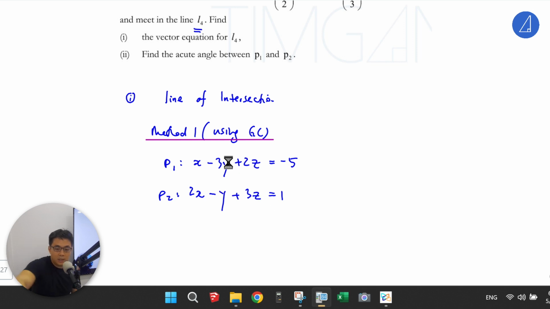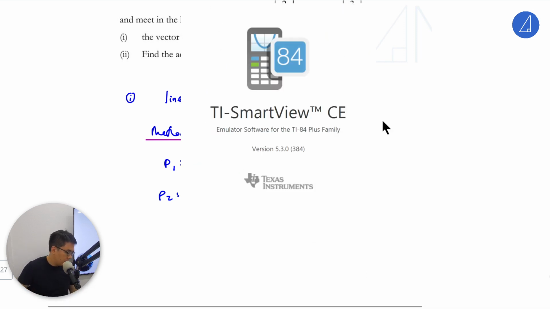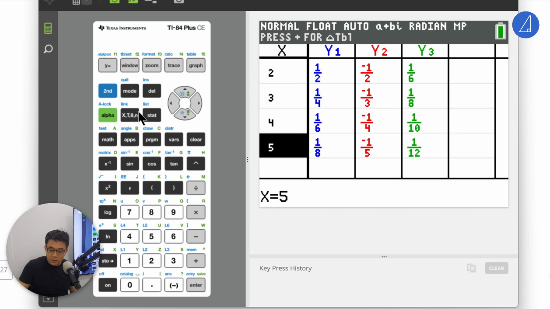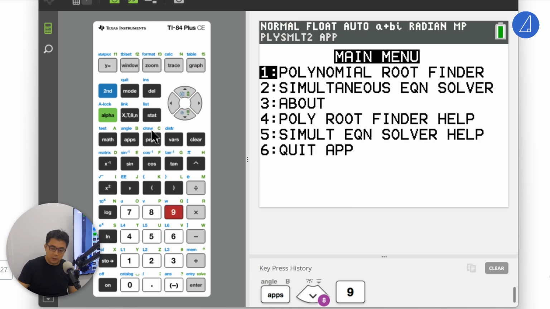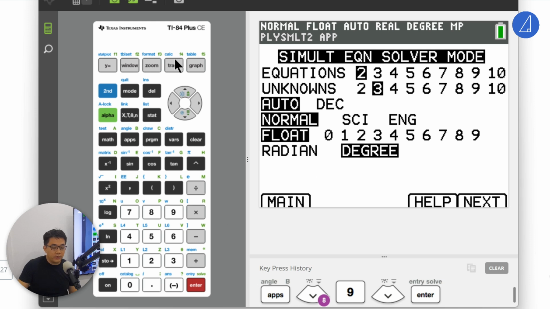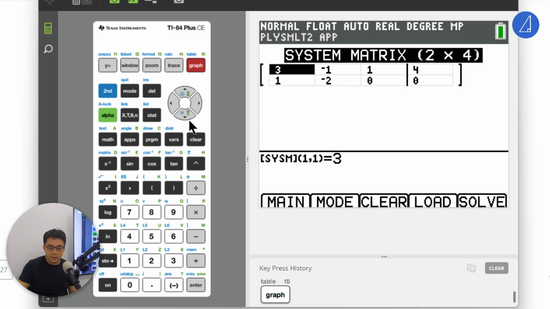So just key in: go to apps, then go to simultaneous equation solver, number 9. Is yours 9 also? Oh, interesting. So simultaneous equation solver. You have 2 equations, 3 unknowns. Make sure that's set, then you go next. Clear it by pressing the zoom button; the clear button corresponds to the zoom. Then you just key in.